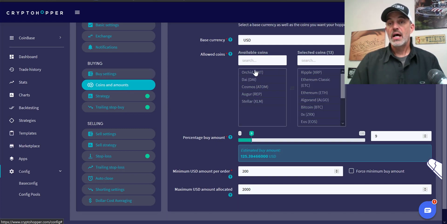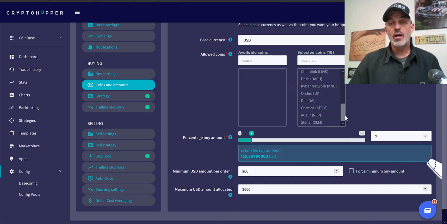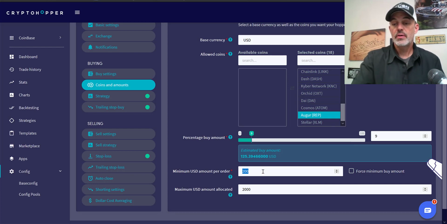Coin amounts, I'm going to go ahead and move all the coins over here. In the past, I would just go with coins I've done recon on and I know how they perform with my strategy. In this situation, I'm going to give the signal service all the coins to do their thing. Percentage buy amount, I have set at 9, which is close to that $100 mark. And as far as minimum US dollar per order, I had set at 200. I'm going to change that to 100.